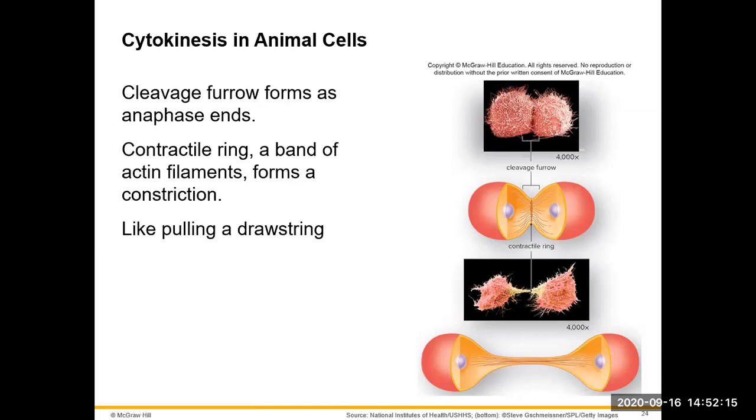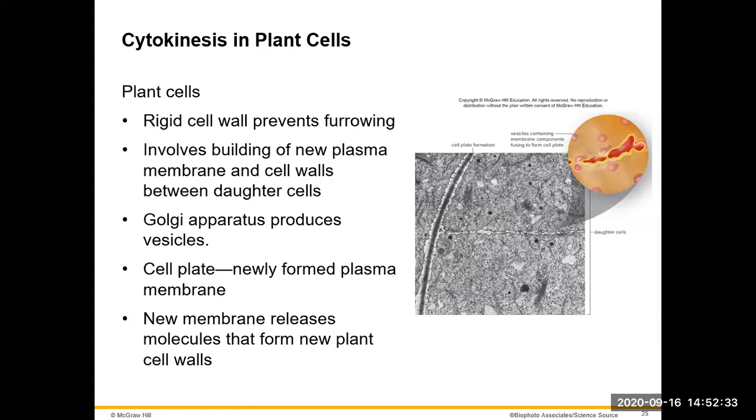Cleavage furrow. The easiest way to remember cleavage furrow in animals is to just have a balloon full of water and then squeeze it in the middle so that it appears you have two different balloons. That contractile ring is formed because of the cleavage furrow, and this is more common in animals. We don't see it in plants. In plant cells, cytokinesis happens through cell plate formation.